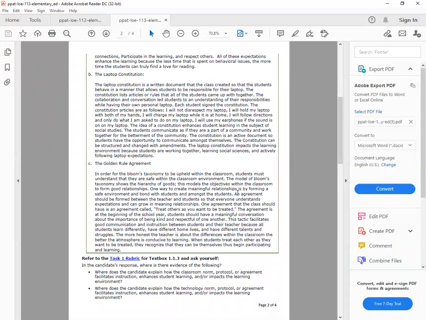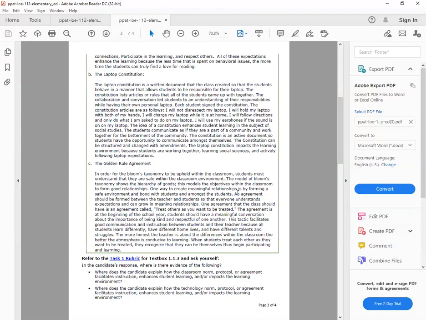All right, now, how about the laptop constitution? Have you read this one, or should we read it? It's a written document that the class created so that students behave in a manner that allows them to be responsible for their laptop. The Constitution lists articles of rules that all of the students came up with together. The collaboration and conversation led students to an understanding of their responsibilities while having their own personal laptop. Each student signed the Constitution. The Constitution articles are as follows.